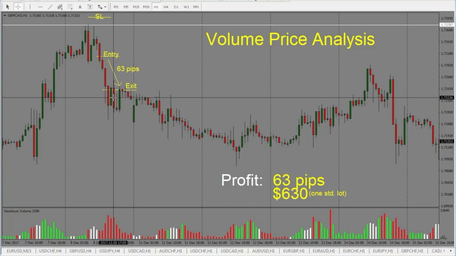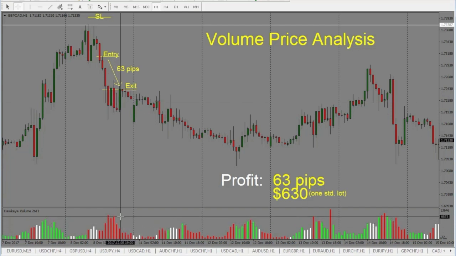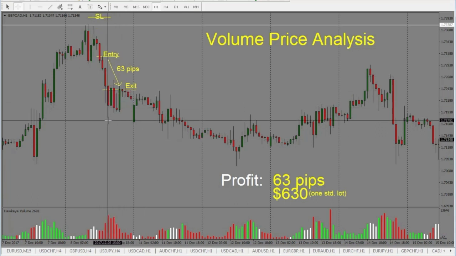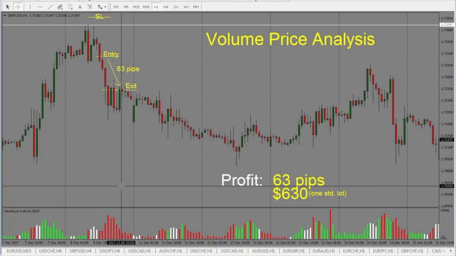The red volume starts to go down. Price tries to push down lower, but we are seeing a decline in the red volume. So from a price perspective, our price is not going anywhere, and from a volume perspective, we're seeing a decline in the red volume, in the selling volume.